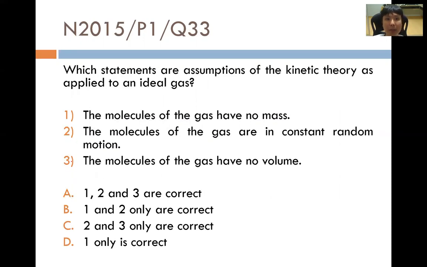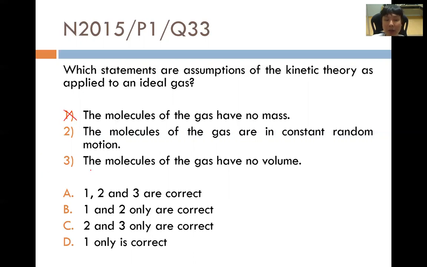November 2015, paper 1, question 33. Which statements are assumptions of the kinetic theory as applied to an ideal gas? The molecules of the gas have no mass. In fact, the assumptions of the ideal gas don't say anything about the mass. Both real gas and ideal gas contain masses. Because if you go by the equation PV equals nRT, the number of moles can be changed to mass over Mr. So it must be true that even for an ideal gas, the molecules actually have mass. So this is wrong.